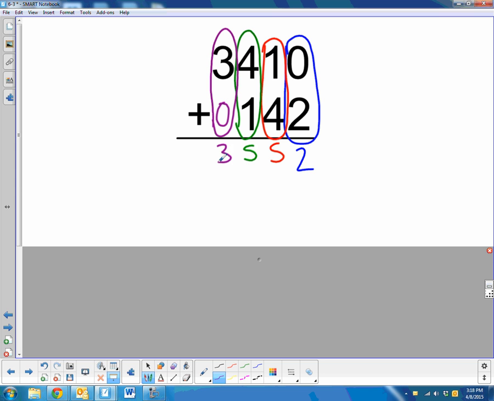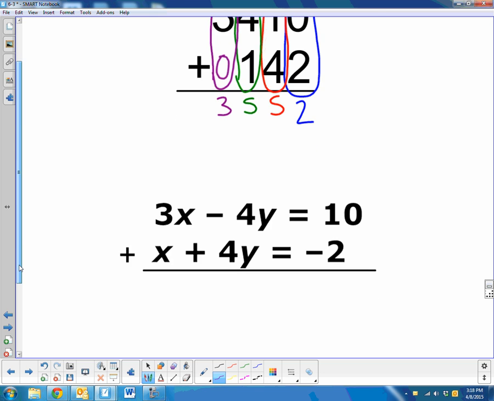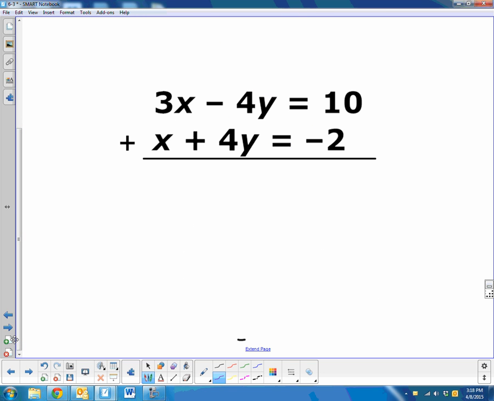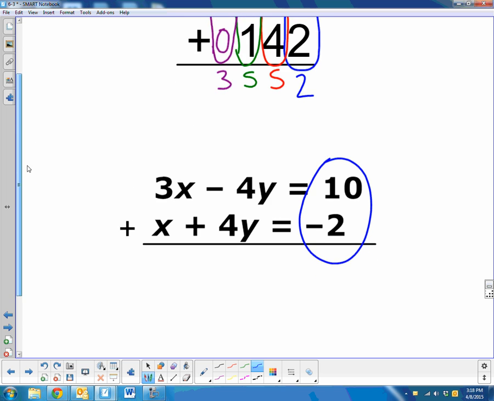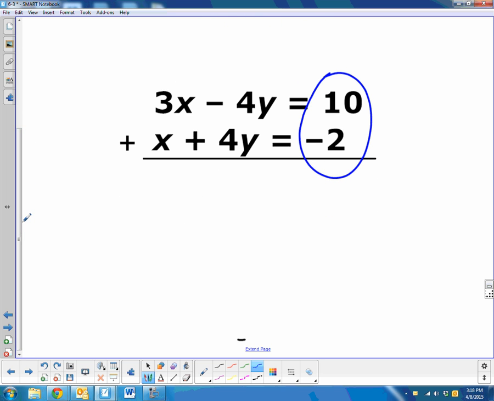We're going to use that same idea, that same mentality, and we're going to add two linear equations. So again, we kind of have this system here. This would be our system of linear equations. And we're going to add them together. We're going to go straight down the line. You'll notice the numbers are very similar. I'm starting over here with the ones place, or what would be considered the ones place. 10 plus negative 2, 8.